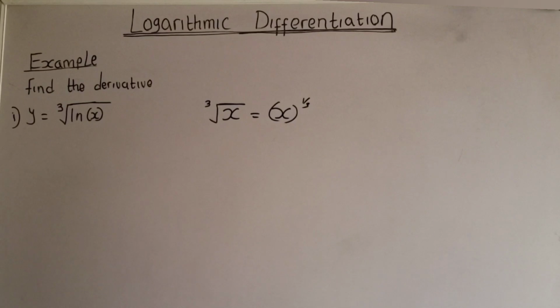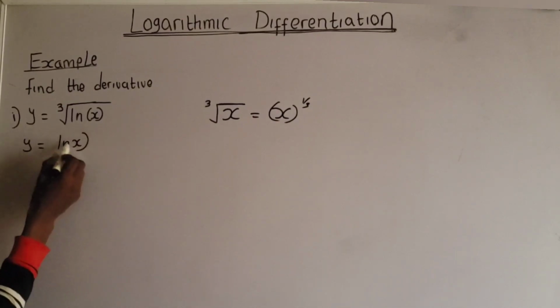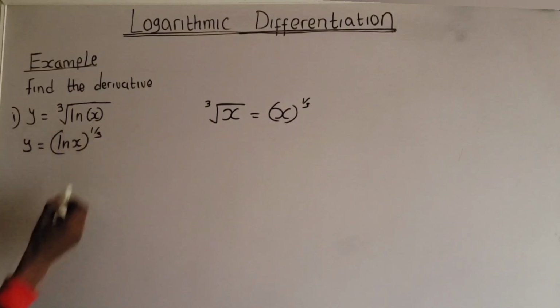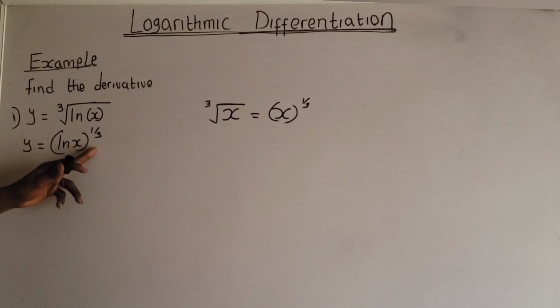Okay, now let us proceed. So I can rewrite y as ln x raised to the power of 1 over 3. Now you can see that we have an exponent. We have ln x to the exponent of 1 over 3.